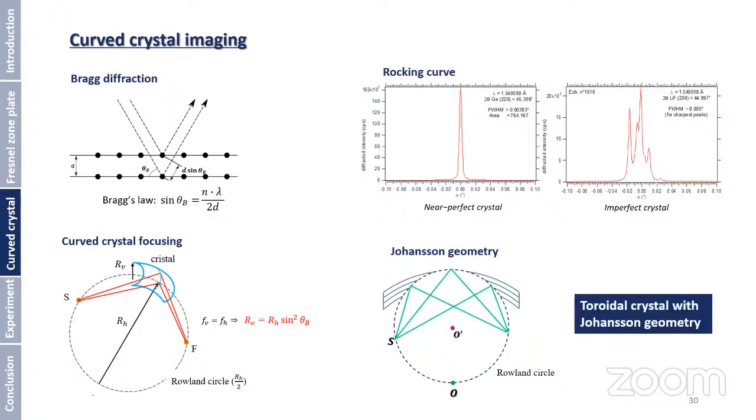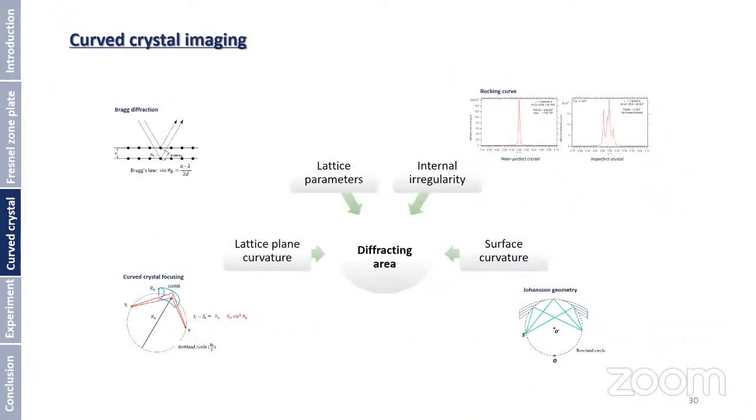So over all these properties, we finally decided to use a toroidal crystal with the Johansen geometry as the main lens. Summarizing briefly all the properties mentioned above, we can see the effective diffracting area of a curved crystal can be affected by several factors, such as the crystal lattice parameters, the internal irregularity, the curvature of the crystal lattice plane, and the curvature of the crystal surface.